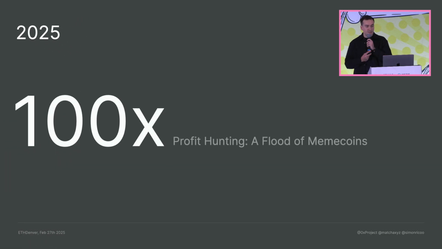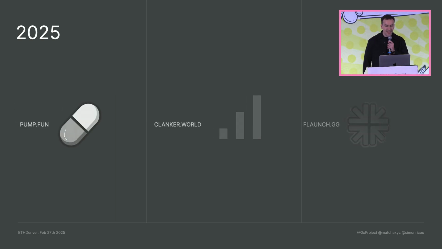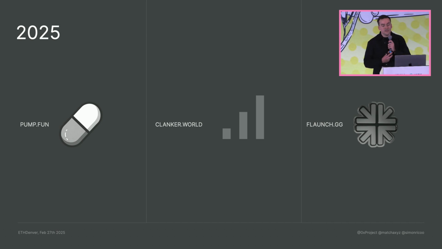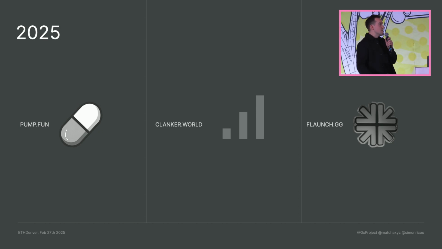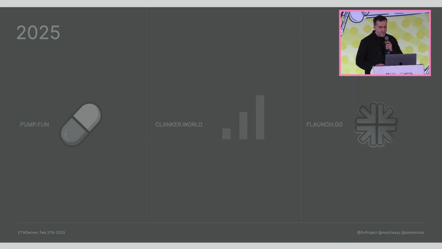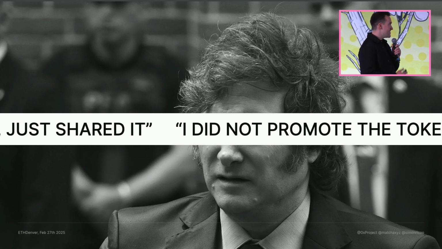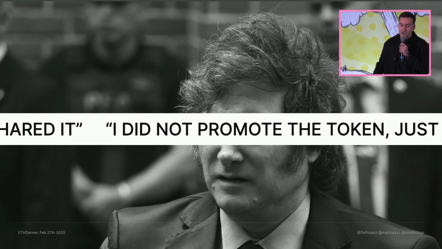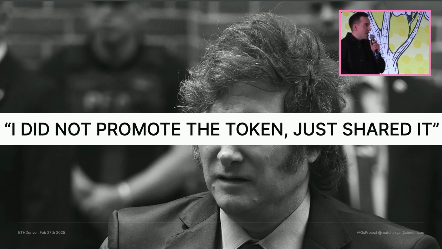All right, 2025. I call this era a 100x profit hunting, a flood of meme coins. So last year, we started seeing new tools being built like Pump.fun, Clunker, or Flaunch that gave basically a tool for all of us to launch a token pretty easily. And with that, we started seeing scams. The scams were here before, but this time is different, as influencers, YouTubers, and politically exposed people started to participate in these scams, people that we should trust.